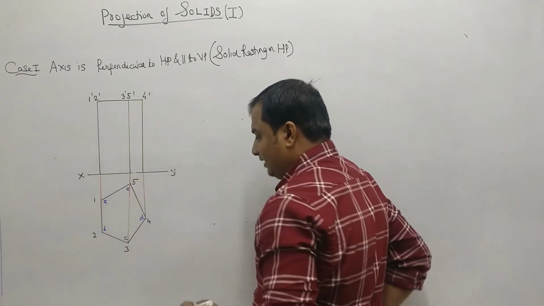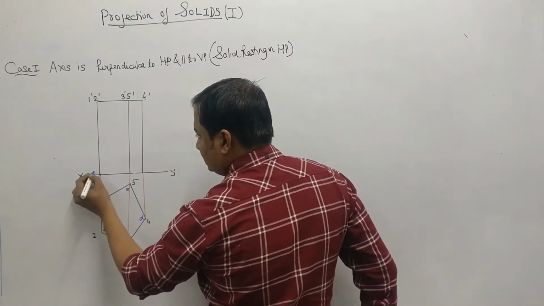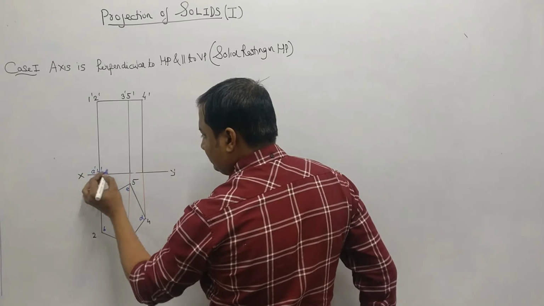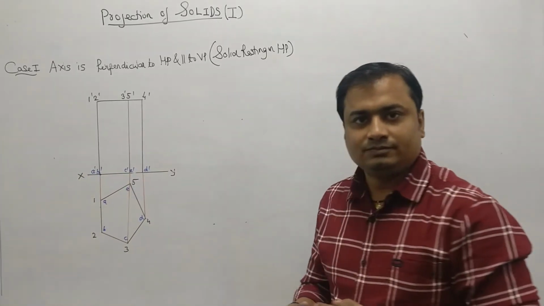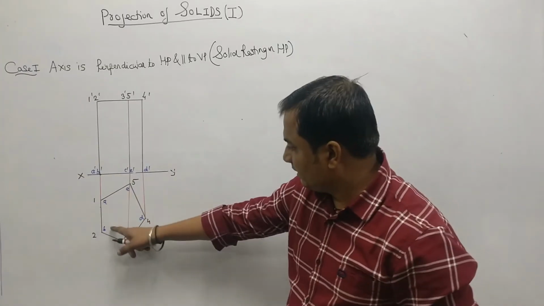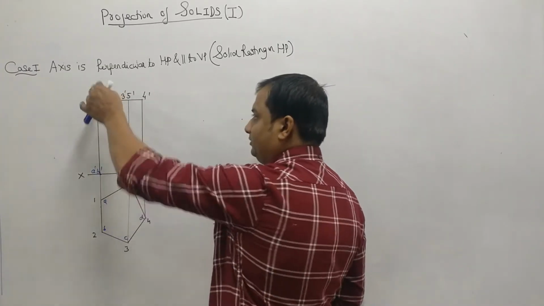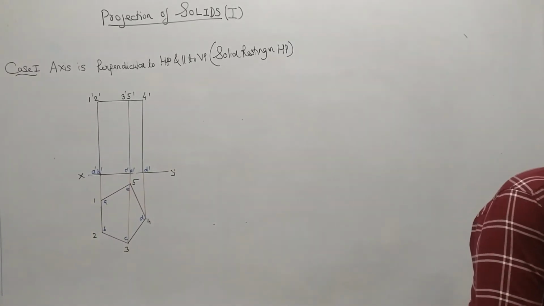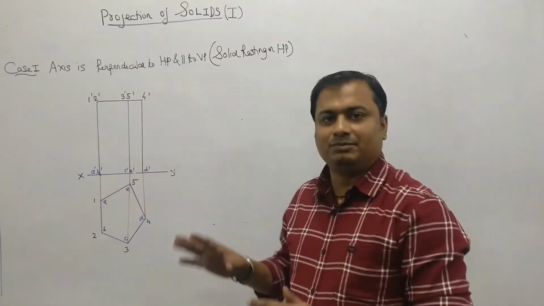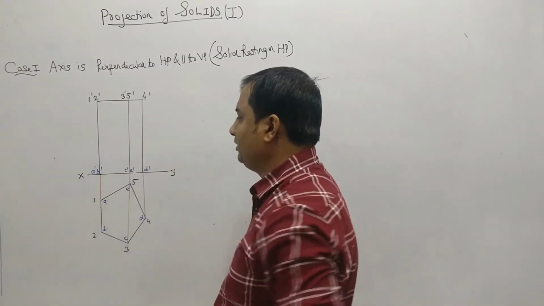this is 4 dash, and alphabets will be at the bottom. So this is my A dash, this is my B dash, this is my C dash, and this is my D dash. Inside alphabets should be on the bottom, outside numbers should be on the top, as we are dealing with the prism. Now this is the projection of the pentagonal prism resting on HP. The top view will be a pentagon and the front view will be a rectangle.